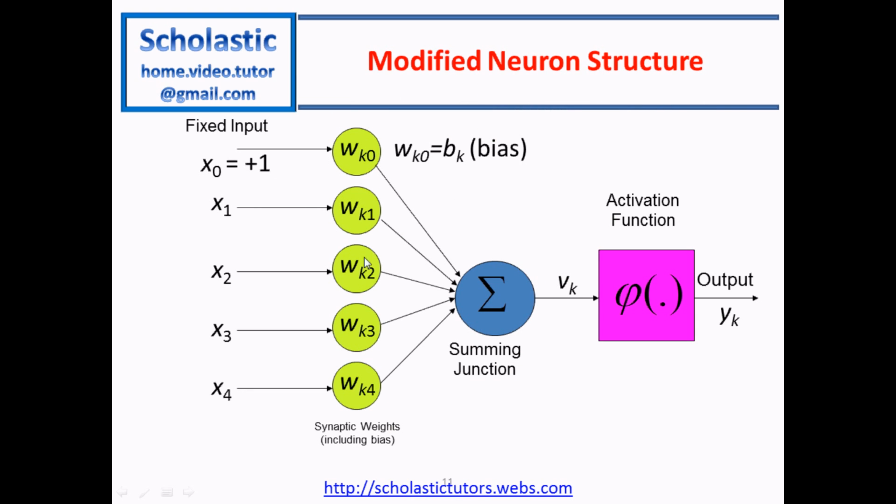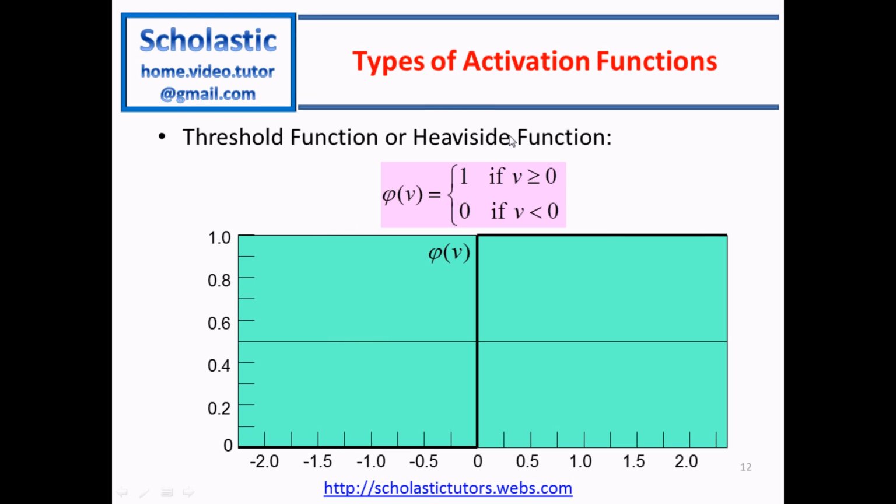Okay, so now we have this modified neuron structure where x starts from 0 to 4. Basically, this is a bias. It can be a fixed input, in this particular case, +1. So it will go into the summing junction. Earlier, it was coming directly to the summing junction. Now we have bias as an input. So it's a modified neuron structure.